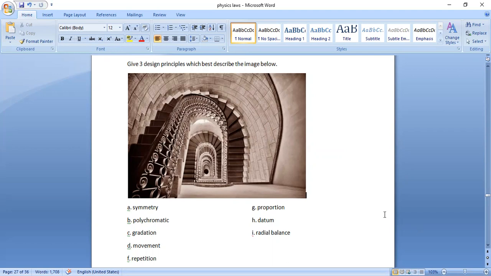Okay, movement. Is there a sense of movement? Yes, ma'am. Yes, there is a sense of movement here. Repetition? Yes, ma'am. Proportion? No, nothing as such. Datum? No. Ma'am, can you again explain the meaning of datum? Okay, I'll answer this first, then I'll explain. Radial balance?